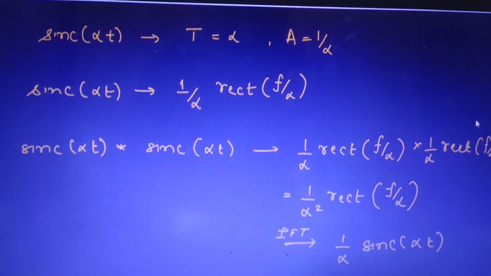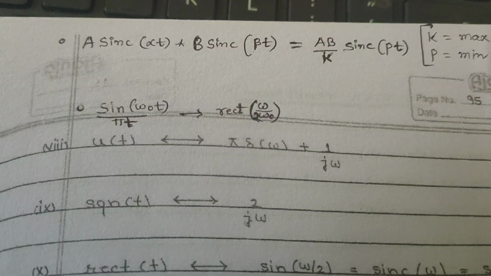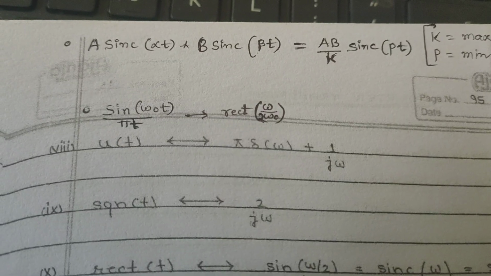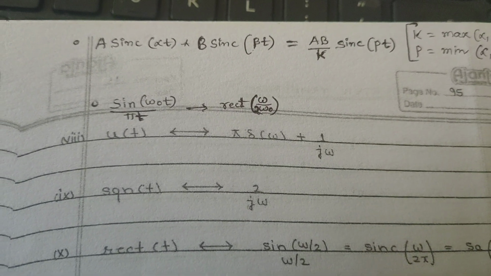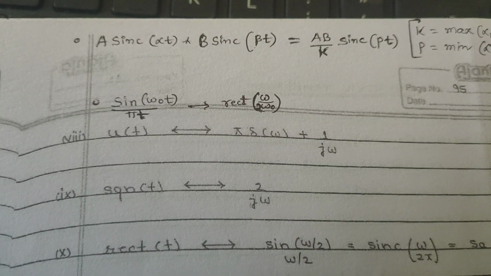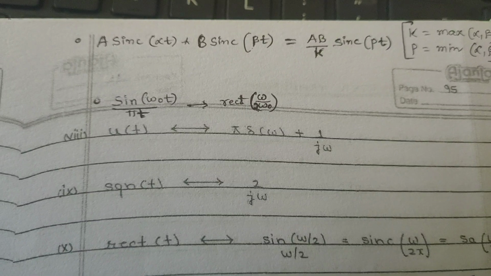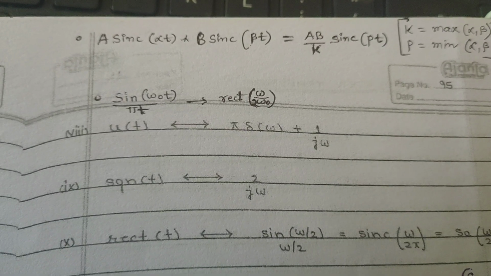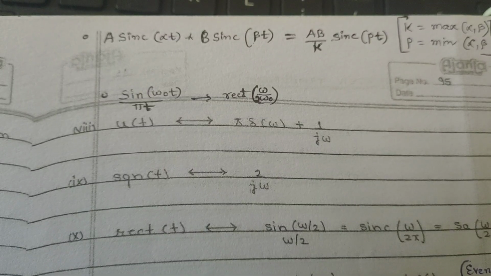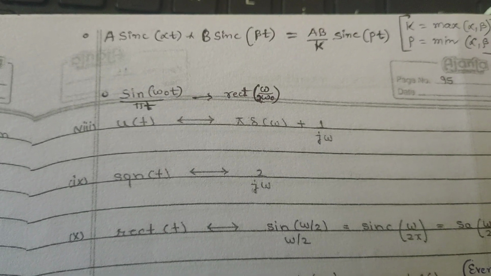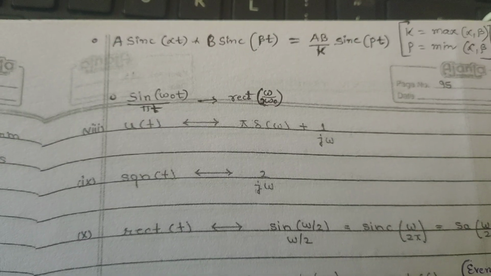Its inverse Fourier transform is 1 by alpha into sinc of alpha t. In the same way, here a sinc alpha t convolved with b sinc beta t. You will get ab by k sinc of pt, where k is the maximum of alpha and beta and p is the minimum of alpha and beta. Here the denominator gets the maximum value and the argument gets the minimum value.